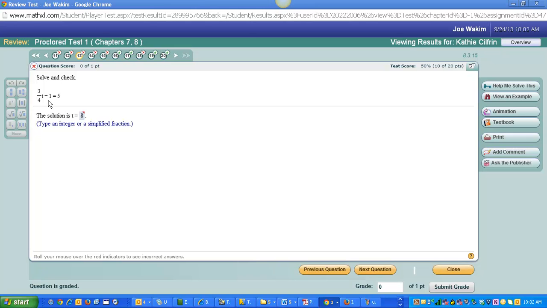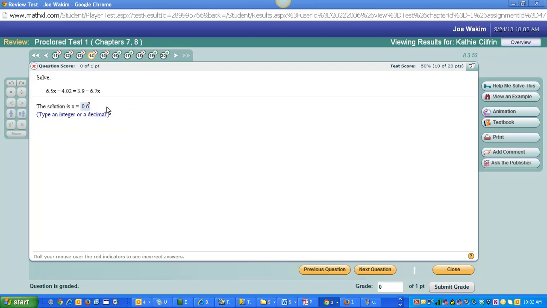One more time, you add 1 to both sides, that's called the addition principle. This will cancel, 1 plus 5 is 6. Then multiply both sides by the reciprocal of 3 over 4, which is 4 over 3. And therefore 4 over 3 times 3 over 4 would be 1. And 4 over 3 times 6, remember we have a 6 here, would be 24 over 3, which is 8.